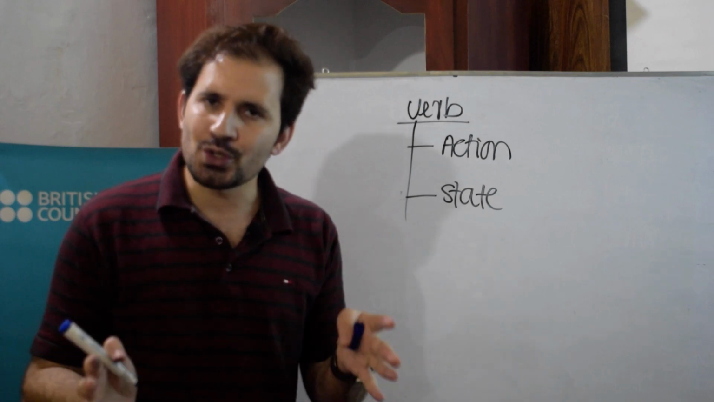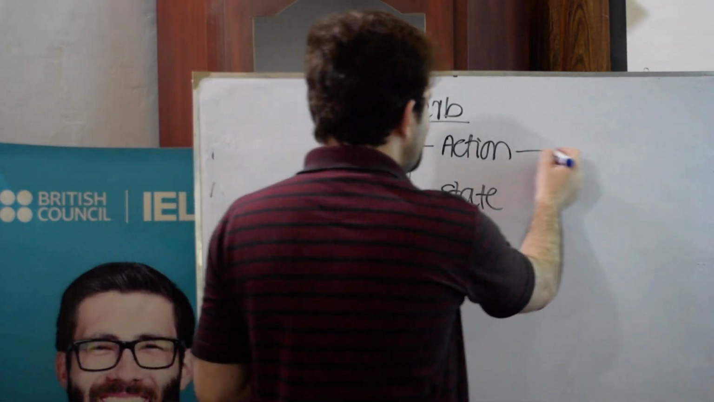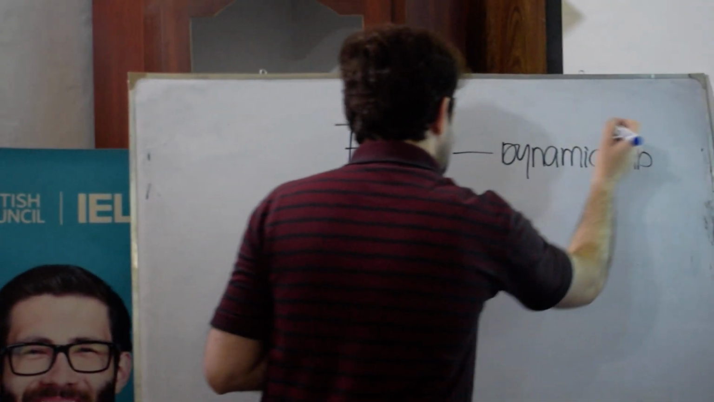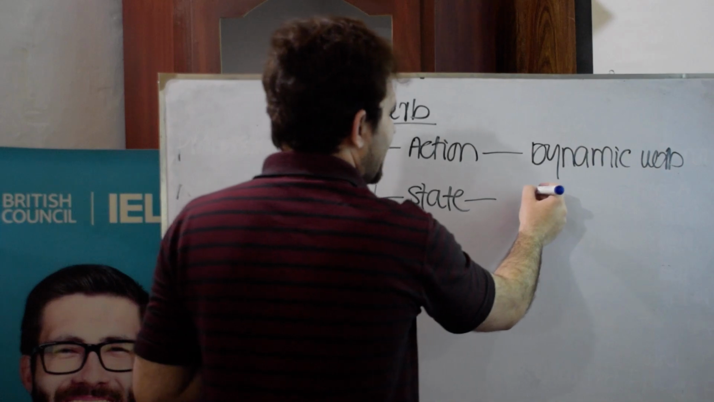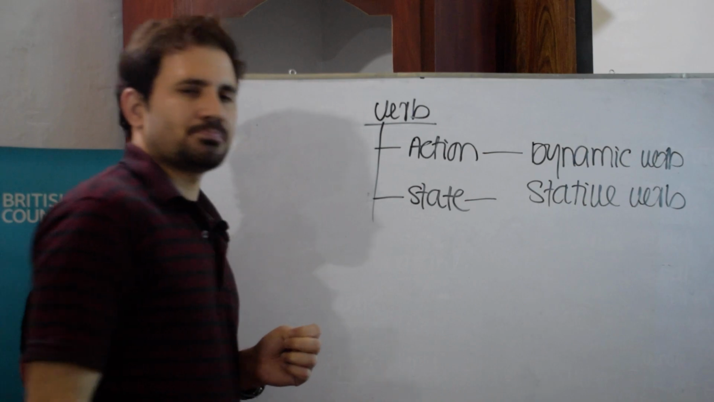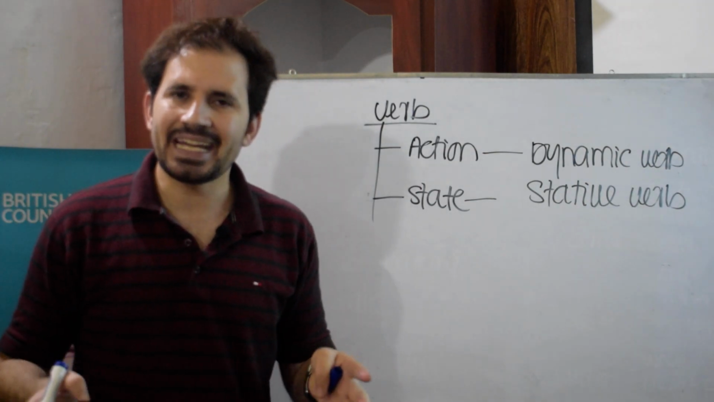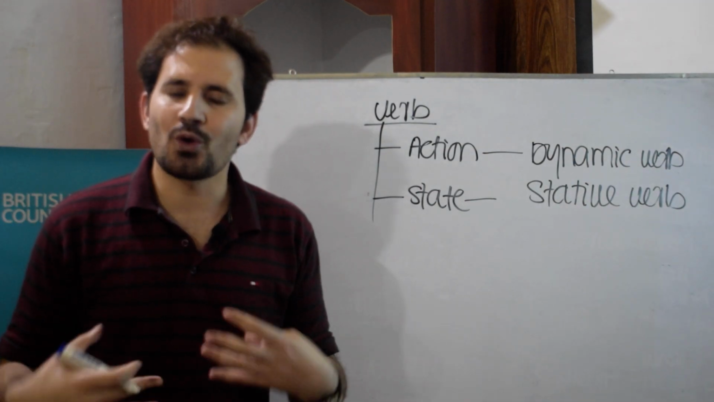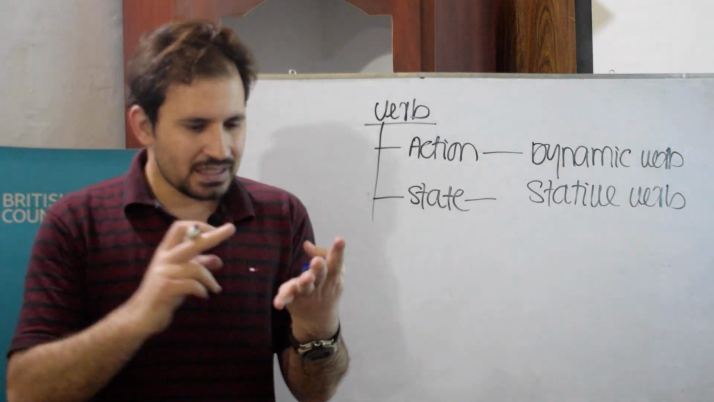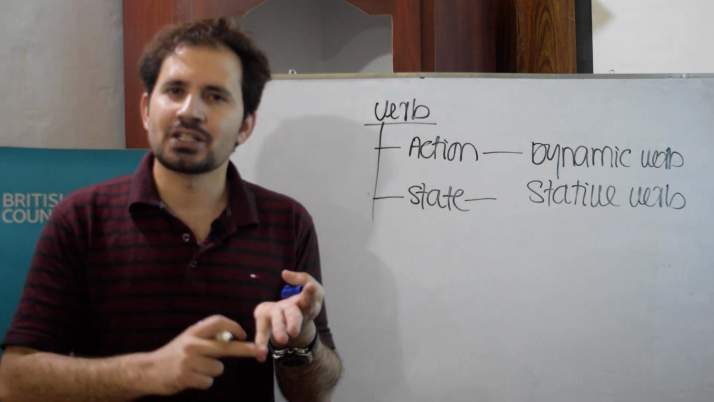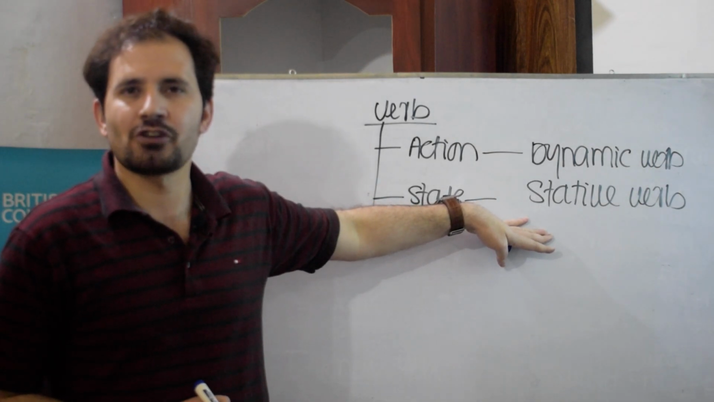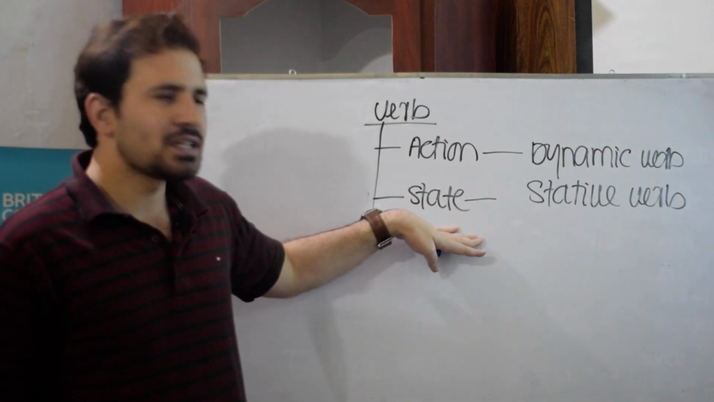A verb that shows an action is called a dynamic verb, and a verb that shows a state is called a stative verb. Dynamic verbs and stative verbs. So let's talk about what dynamic verbs and stative verbs are. Other names we can call dynamic verbs are progressive verbs or action verbs, while stative verbs can be called non-progressive verbs, non-action verbs, or stative verbs.